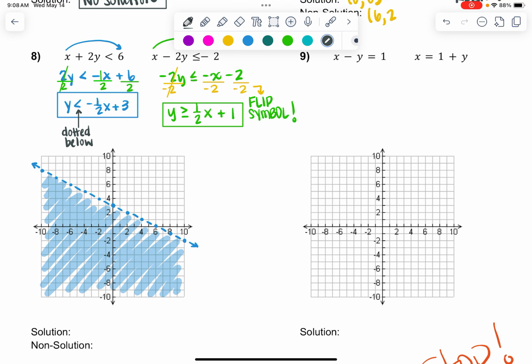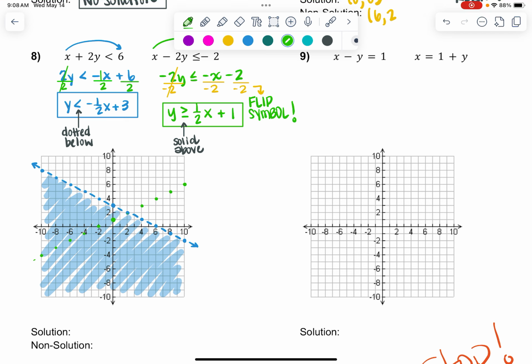All right, and then also I just want to do a little quick recap, right? Because that symbol, now it's a greater than or equal to, which means it's a solid line. And then greater than means we're shading above. So solid line, shade above. All right, so let's see. Our y-intercept is positive 1. And then we're going up 1 over 2. So they definitely intersect. Up 1 over 2. Or down 1, left 2.